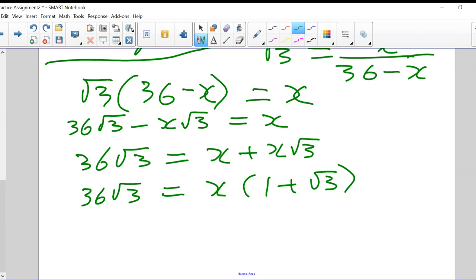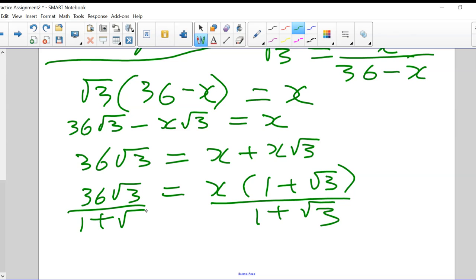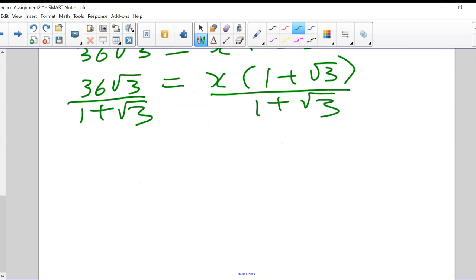I'm trying to get the x on its own. Remember, that's my goal, right? I want that x to stand alone. I don't want anything on that side with the x. Divide both sides by 1 plus root 3. I like that. So that means the x is now on its own, which is great.